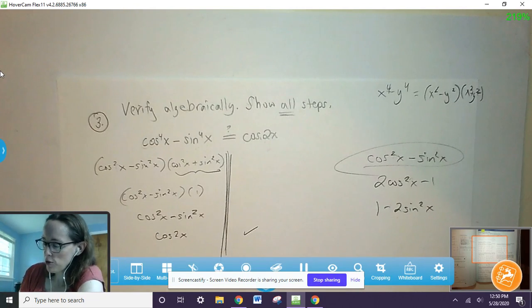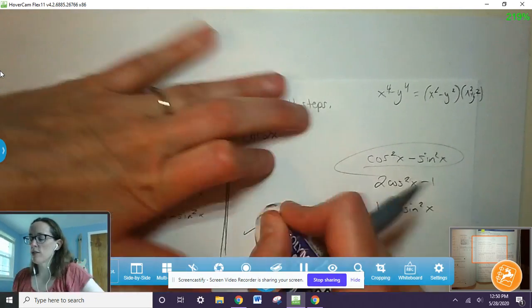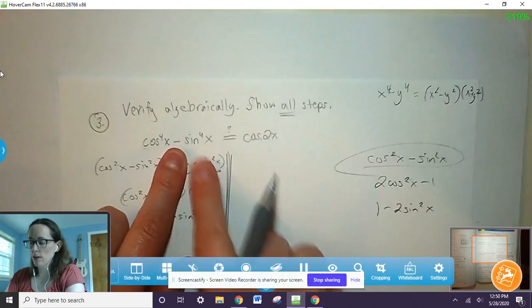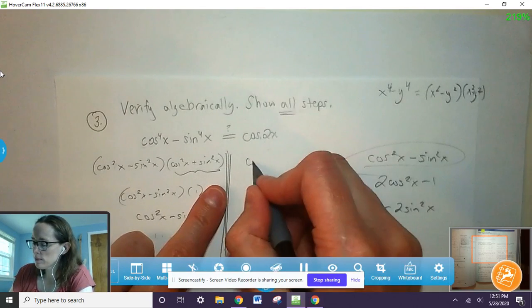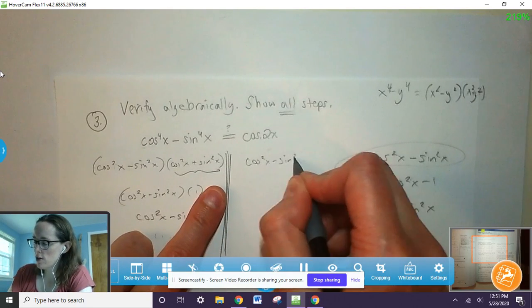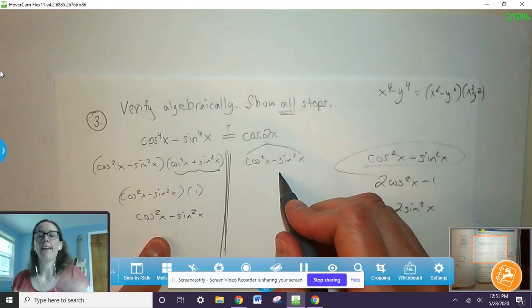Just to remind you, you can work both sides. You just can't cross the barrier. You can't add something to the other side. You can't divide both sides by something. But if you wanted to, you could change this to cosine squared minus sine squared x, and then they match at that step.